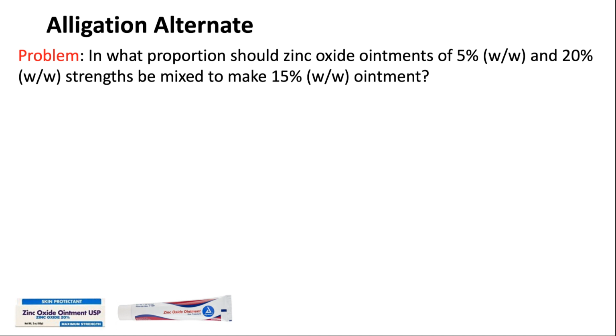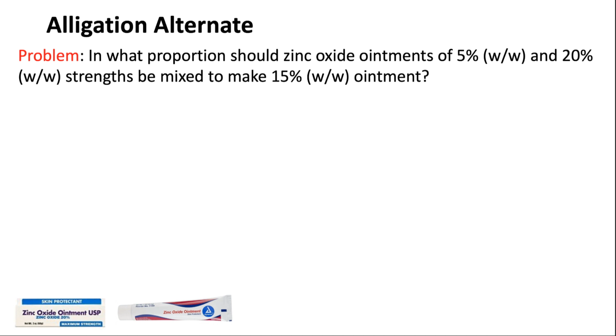So what we want to do is squish out just the right combination of the 20 and the right combination of the 5%, so that when we mix it all together, we end up with a 15% weight per weight ointment in the end. Okay, so this is a perfect example of when you would want to do the alligation alternative. When you have a high strength to mix with a low strength, because you want something in the middle. And remember, with the alligation alternative method, you're always trying to find a concentration somewhere between your high strength and your low strength.